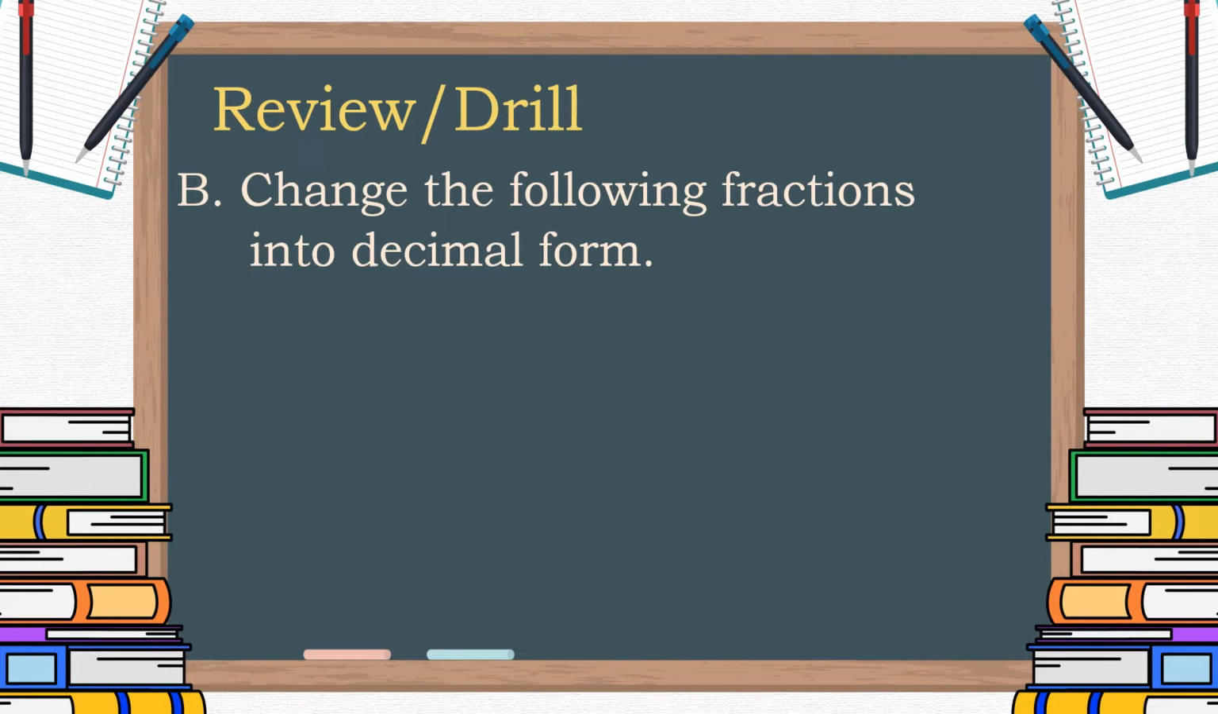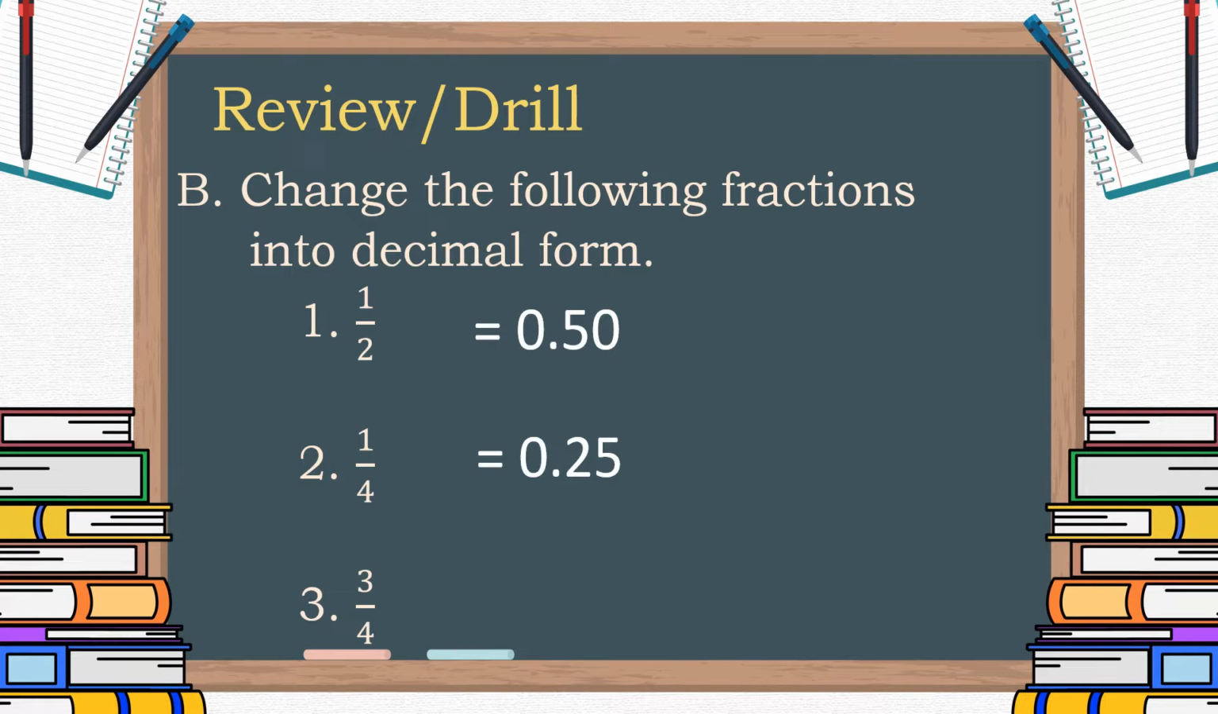Letter B. Change the following fractions into decimal form. 1/2. What is the decimal form of 1/2? So we simply divide 1 by 2. So the answer is 0.50. How about 1/4? The answer is 0.25. Next, 3/4. The answer is 0.75.